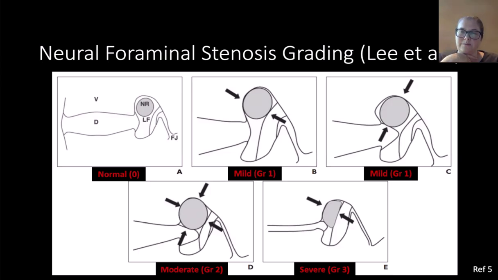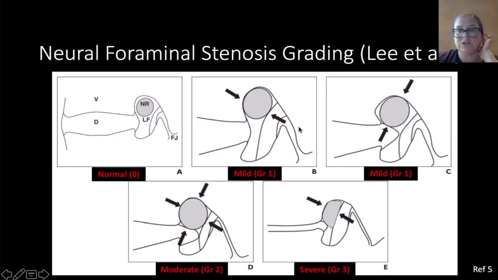I do not use the numbers, but I use mild, moderate, and severe using sort of their process. So this is your neural foramen. You've got the nerve root or the dorsal ganglion, which most of us just say the nerve root's compressed. But so this is the nerve, and this is the fat around it. This is the ligamentum flavum, that's the facet joint, there's the disc and the vertebral body, so you know what we're looking at.